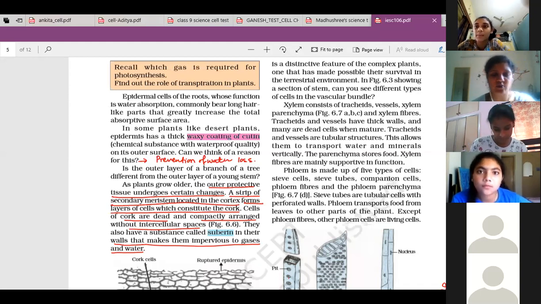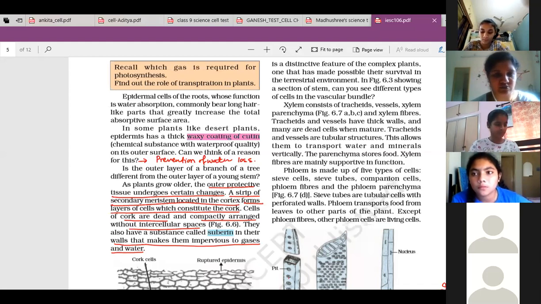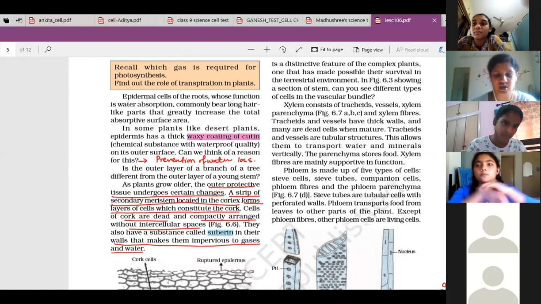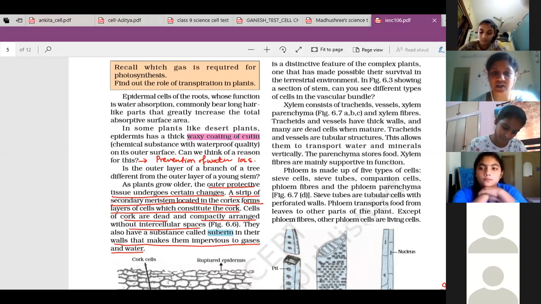Right? Third point, xylem tissue is mostly dead tissue because most of the components are dead. And in phloem, most of the components are living. Only fiber is dead. Sieve tubes, companion cells, and parenchyma, these three parts are living tissues. Only fiber is dead tissue. So therefore, the third point you can mention is that xylem is mostly dead tissue and phloem is mostly living tissue. Clear?